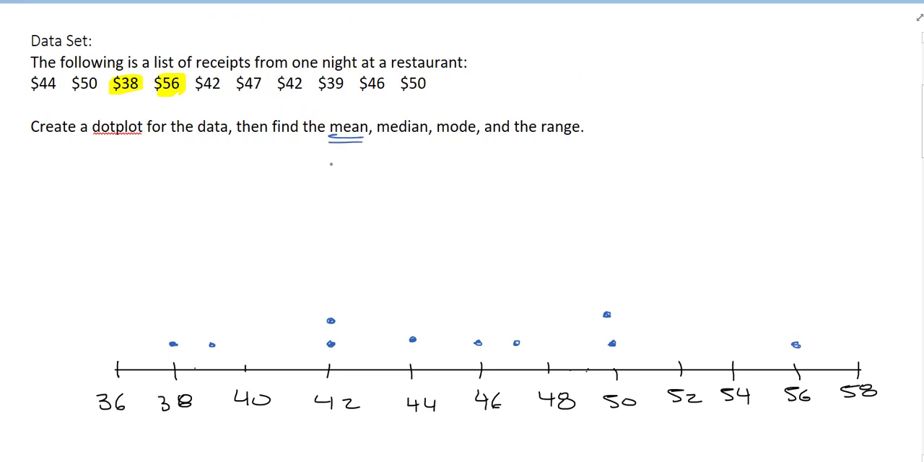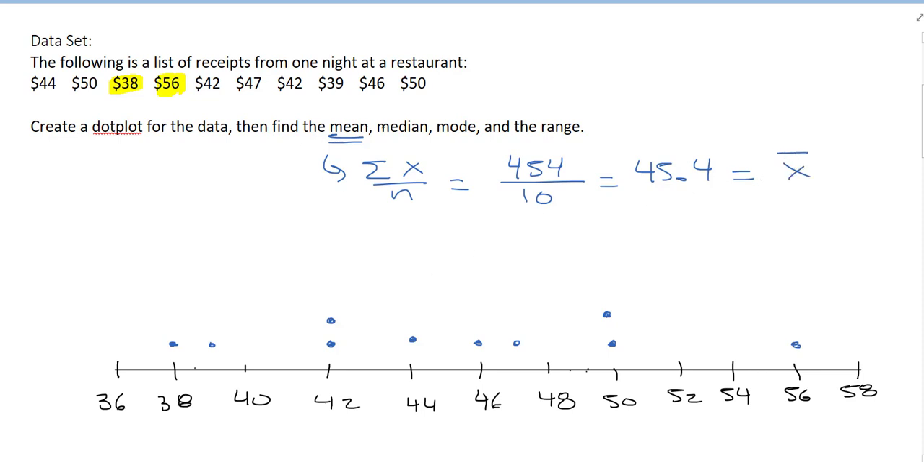Find the mean. How do we find the mean? The mean is the sum of all the data values divided by the number of data values that we have. In this case, I'm going to sum all of these data values and divide by 10. So let's take our calculator and add all these up and see what we get. When we add all these up, I get 454. When you divide by 10, you get 45.4. So this is the mean, and the notation for the mean is x bar.